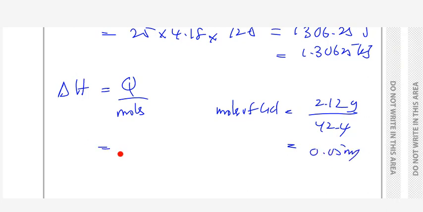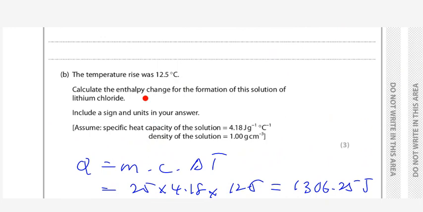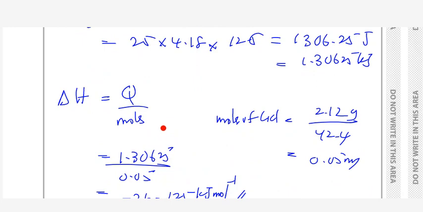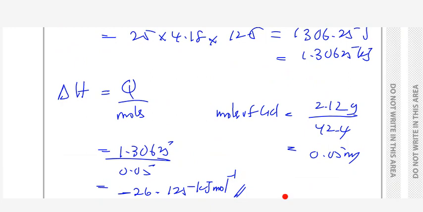So the Q in kilojoules divided by the moles: 1.30625 divided by 0.05 is 26.125 kilojoules per mole. And the sign is important here, and it's an exothermic reaction. If you don't put the sign, you will lose 1 mark, because the question says temperature rise. That means the reaction has to be exothermic. Clear?